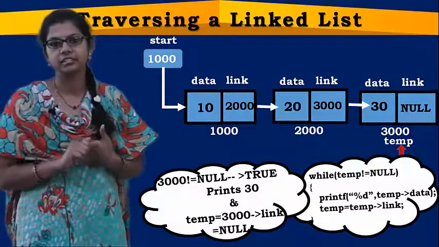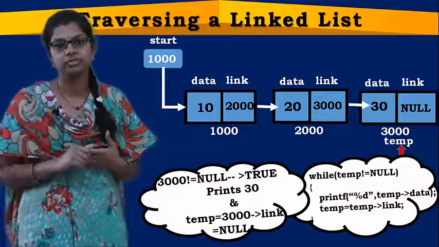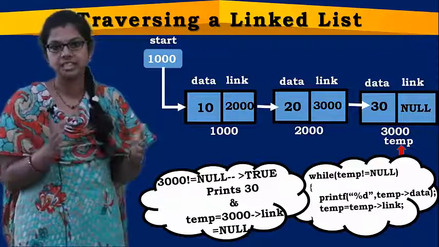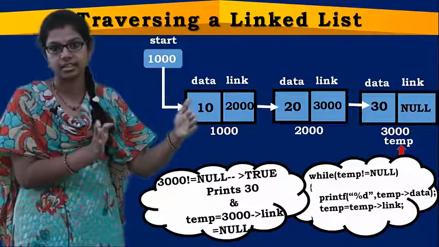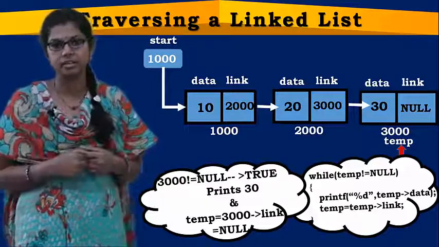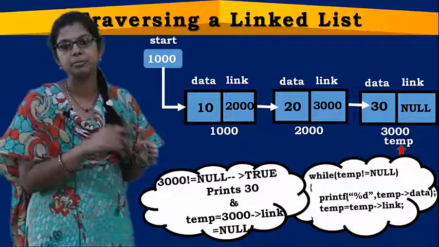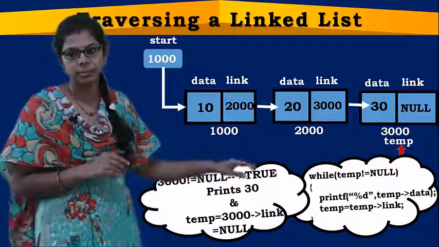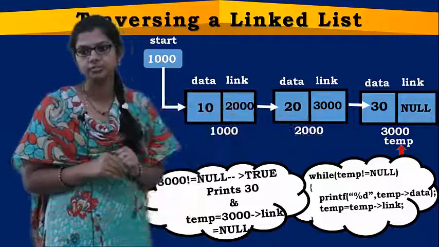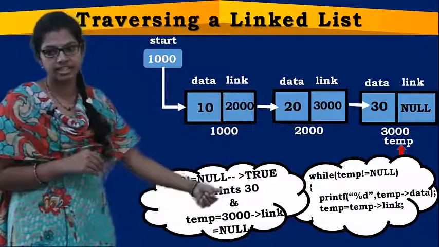Again you are checking temp not equal to null. 3000 not equal to null? Yes, true. When it is true, it means that the node exists there. When a node exists, you have to print its data part. Again, temp arrow data. What is temp arrow data? 3000 arrow data is 30. So it prints 30.